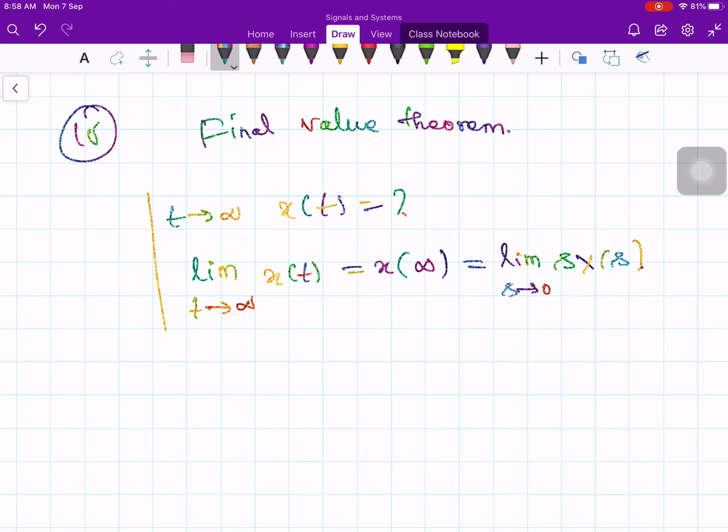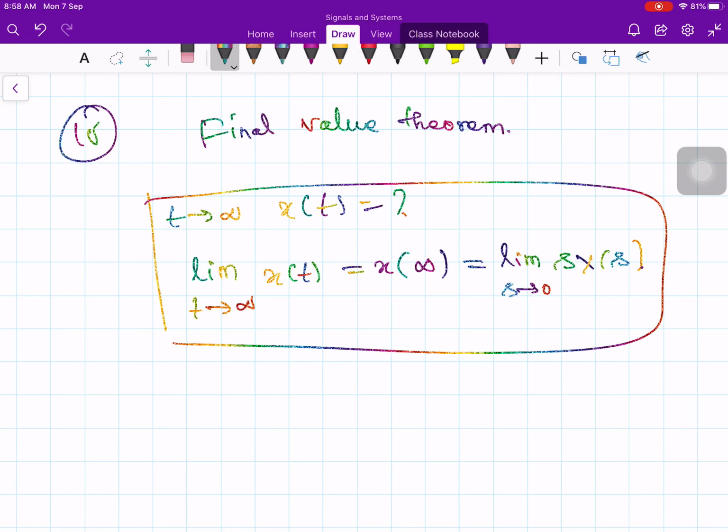Now we have seen in the initial value theorem that the behavior of s times x of s at s equals infinity essentially governs the value of x of t at t equals 0. As a dual to this, the behavior of x of s at s equal to 0 will eventually dictate the value of x of t when t goes to infinity. And this is given by the statement of what is called the final value theorem.